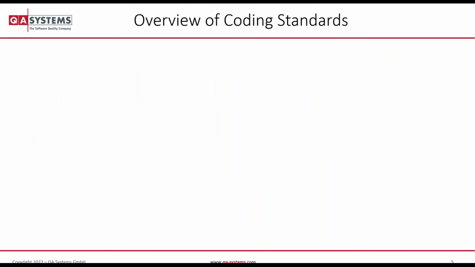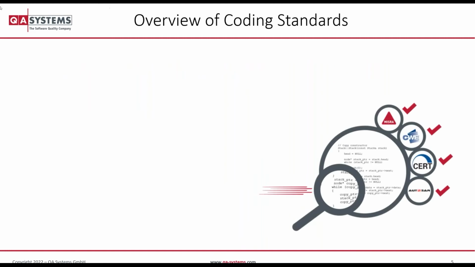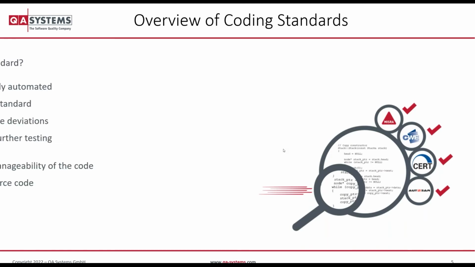Now, there are a lot of coding standards outside. We have the MISRA standards. There are different variations. We have CWE, CERT, AUTOSAR. In the past, there have been a lot of own coding standards written by the companies themselves. So nowadays, you have really quite a lot of coding standards that you could use.